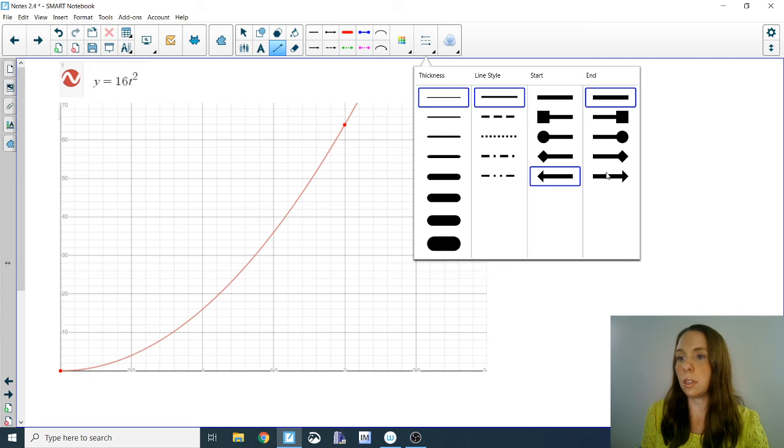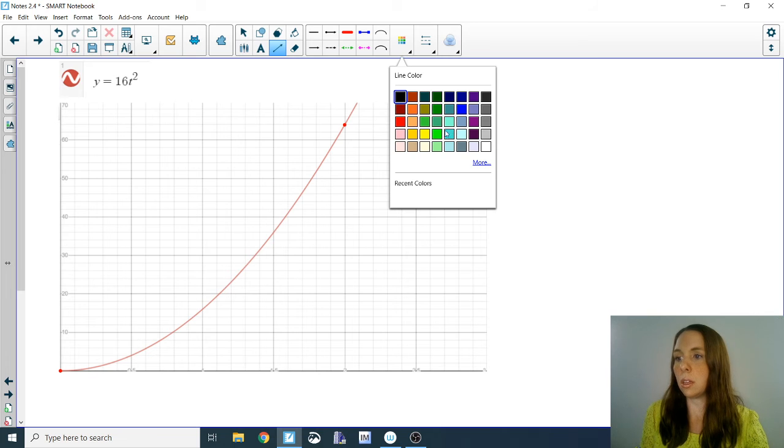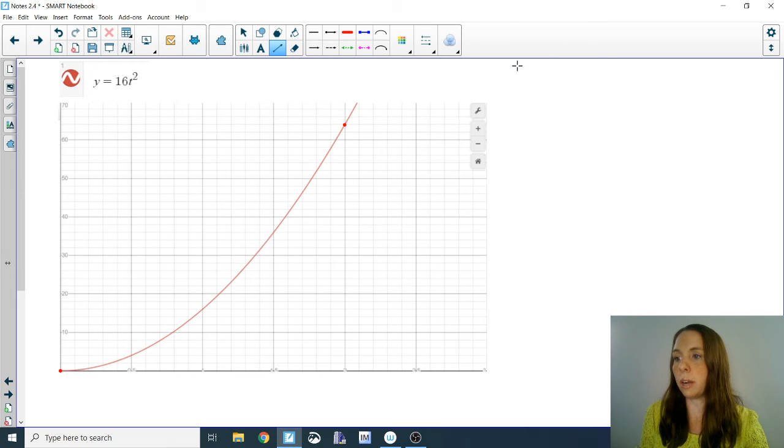Okay, we don't want the line to be very thick. And what color do we want the line? Let's make the first line red.